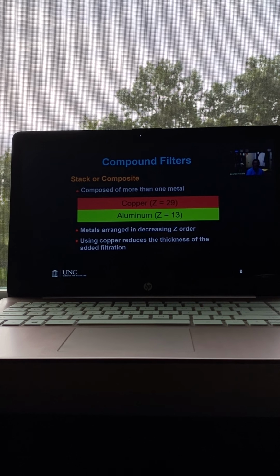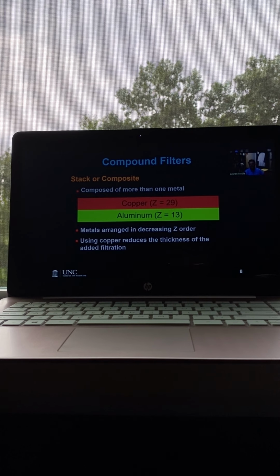So instead of having a particular thickness of aluminum, you can actually use a little less aluminum because you're using copper. Copper is very efficient at removing low energy photons. So it just makes the added filtration a little bit thinner than if you were to simply use aluminum by itself. The reason it's not as popular as just flat out using aluminum is because copper is expensive.